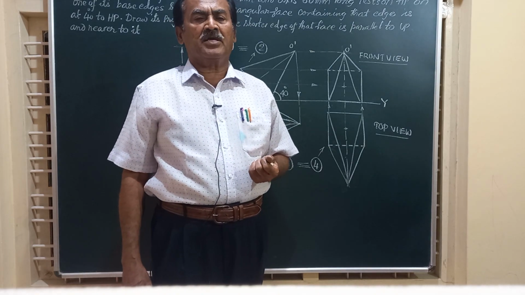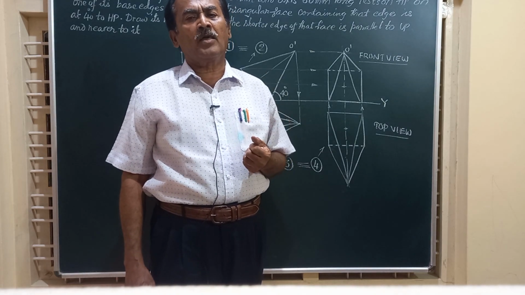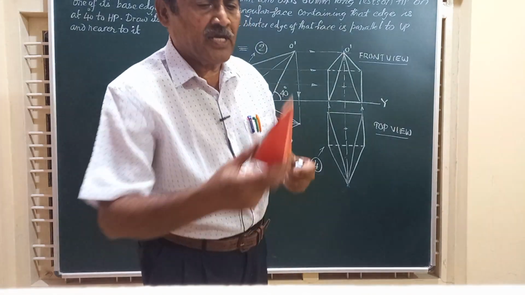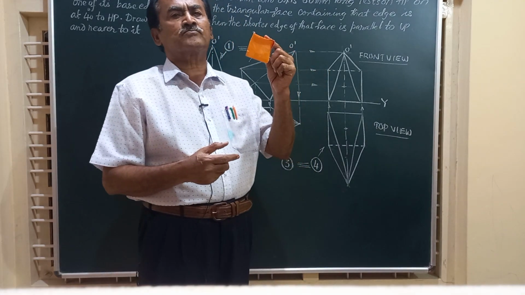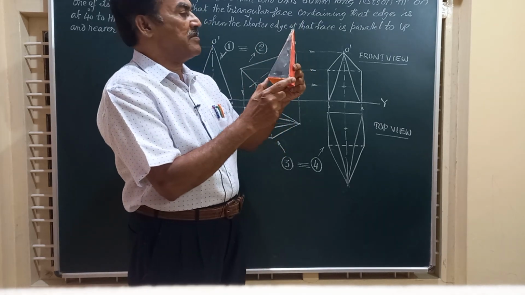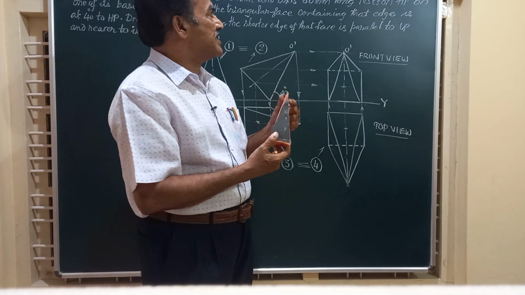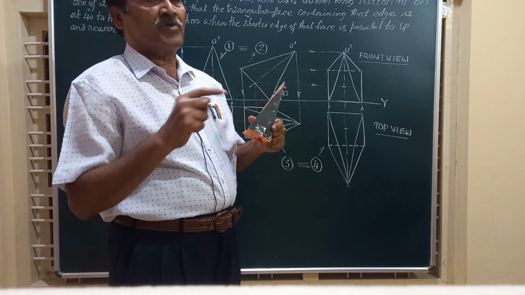Myself Dr. M.H. Chennaiya. In this video, we are going to draw the projection of a square pyramid whose side is going to be 30 and the height of this is 60 millimeter. And let's see what is the question we have for today's video.